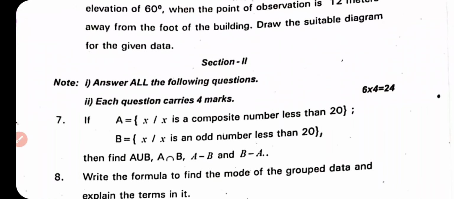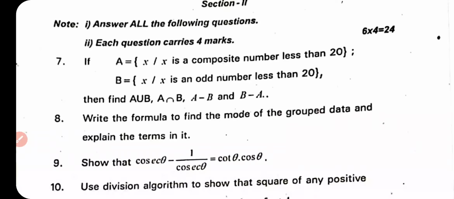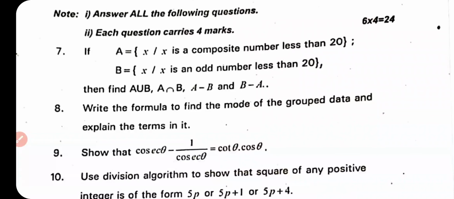Answer all the following questions. Each question carries 4 marks. Question 7: A equal to {x such that x is a composite number less than 20}, B equal to {x such that x is an odd number less than 20}. Then find A union B, A intersection B, A minus B and B minus A.